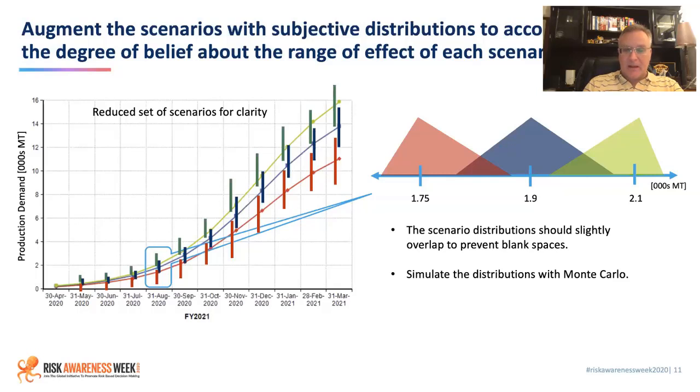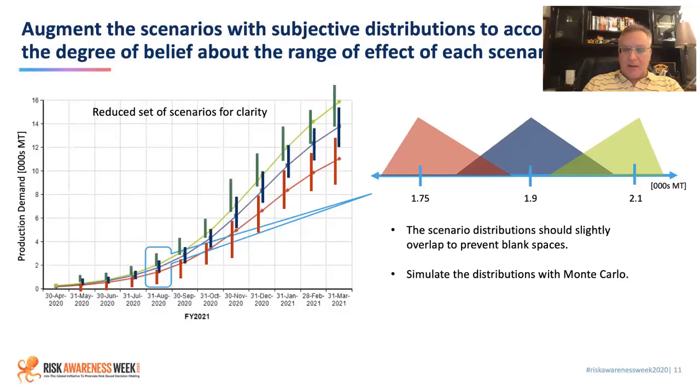Another thing I need to mention before we go further is the numbers I'm using here. These are fictitious numbers. However, the units are consistent with what we use in our industry. This would be thousands of metric tons, or as we frequently say, kilotons. So the numbers are fictitious, the units are real, and now we can think about how to generate these distributions around the scenarios.